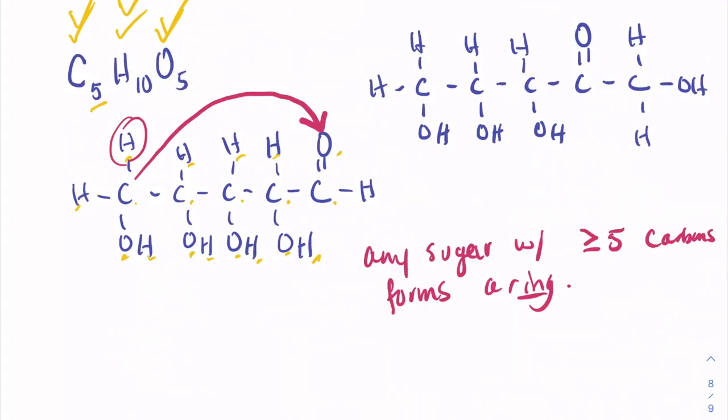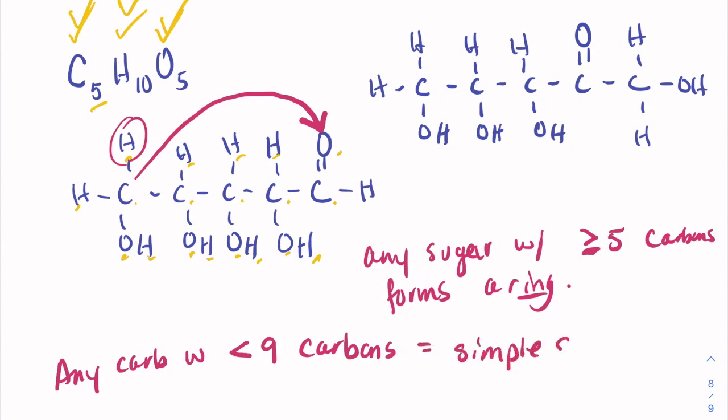Okay, so any simple sugar with 5 or more carbons forms a ring. Okay, any carb with less than 9 carbons is a simple sugar, or what we call a monosaccharide. A monosaccharide. Saccharide refers to sweetness.